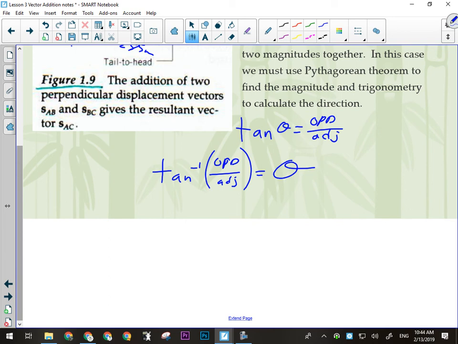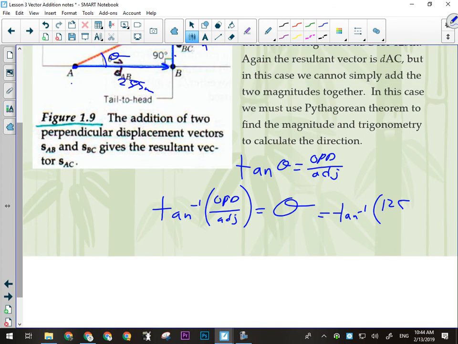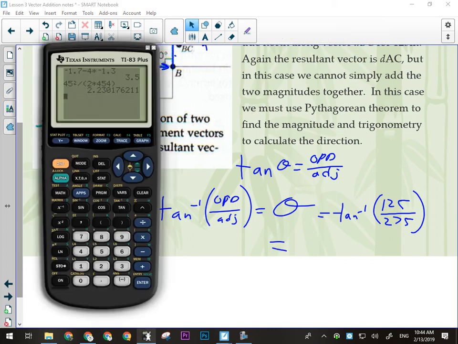So for this one here, that's going to be tan to the minus 1 of my opposite side, which was 125, divided by my adjacent side, 275. What mode does your calculator need to be in for this? Degree, double check. You'll get really wonky answers if it's not. So we're going to have tan to the minus 1 of 125 divided by 275.